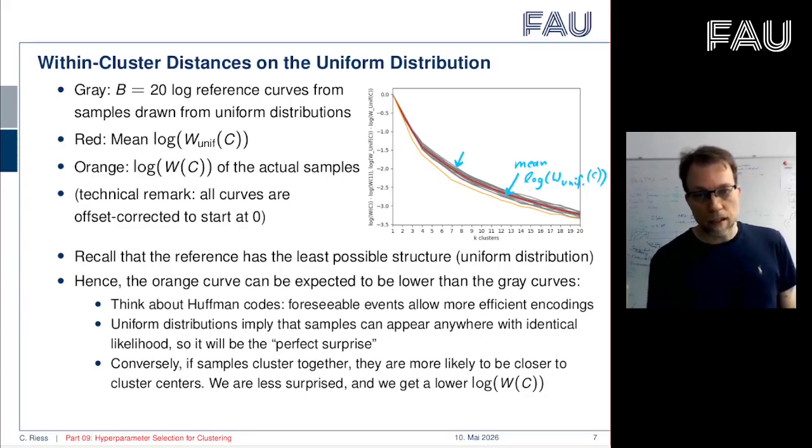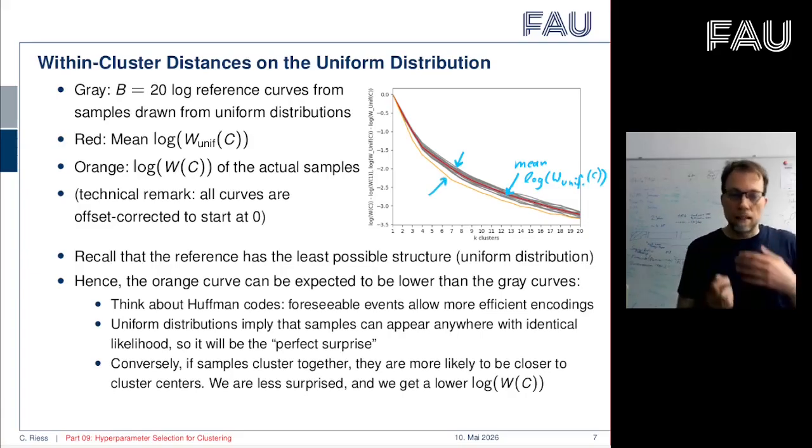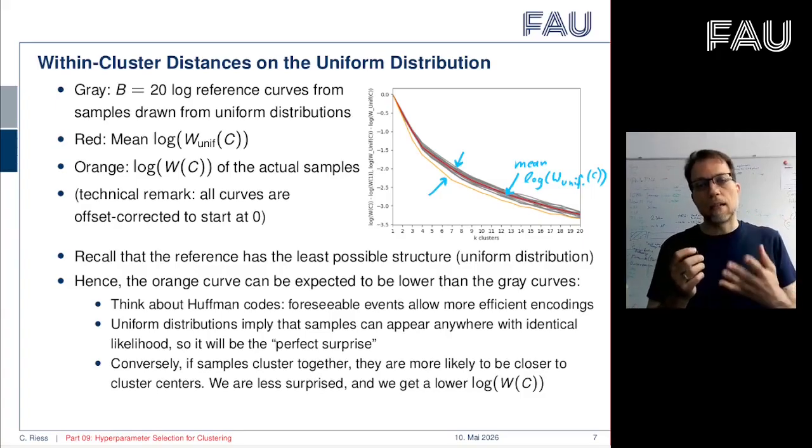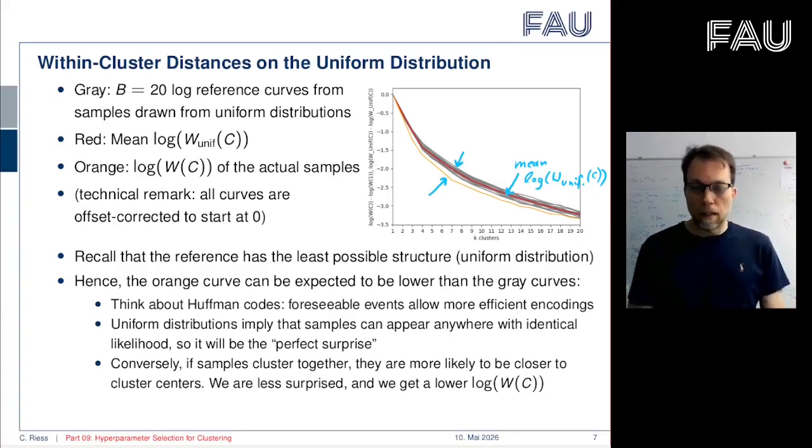And orange, this is what we obtain on our data. Why is the within cluster distance of our data lower than the within cluster distance on the uniform distribution? Well, because our data has structure. We can discuss this a bit more in our meeting. But any structure in the data helps to reduce the within cluster distance.